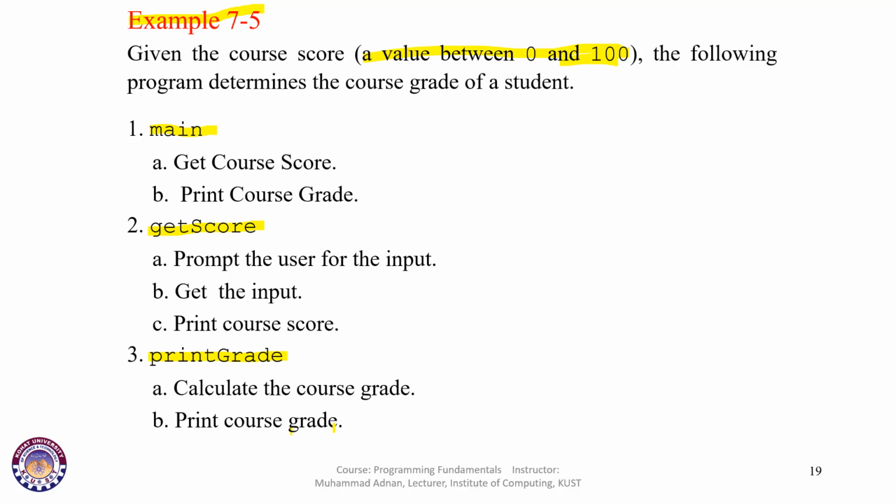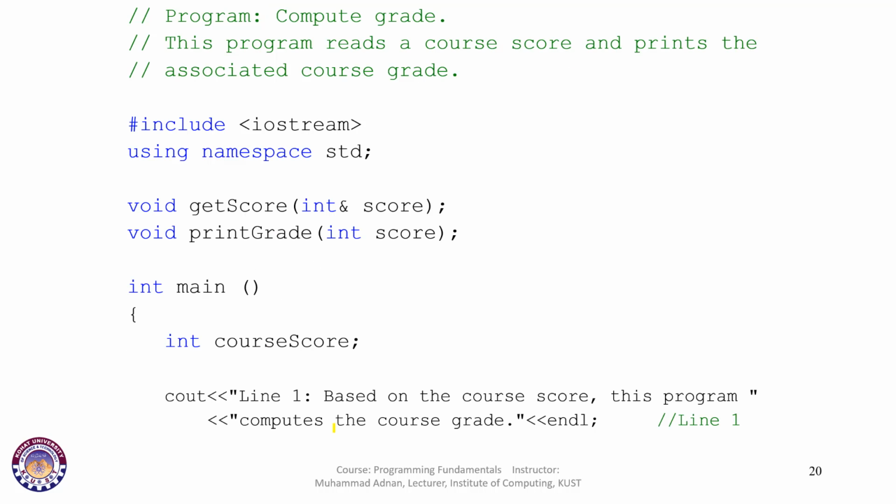We are going to discuss this example in detail. So this is the program. The comment says that this program is about compute grade. This program reads a course score and prints the associated course grade. So we are reading the course score and then we print the associated course grade.